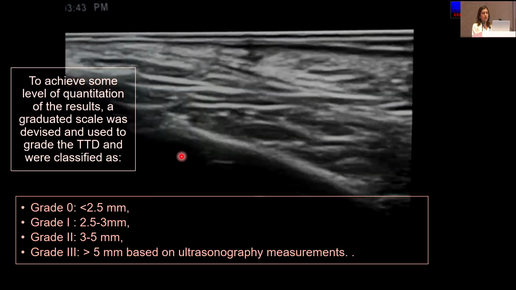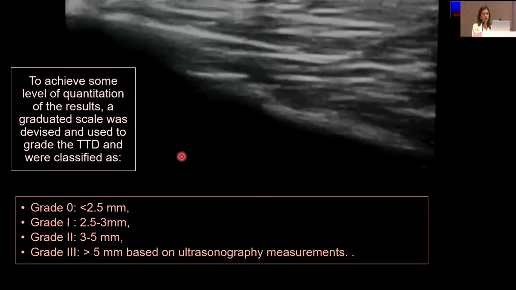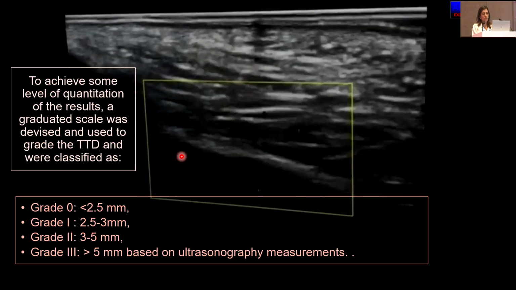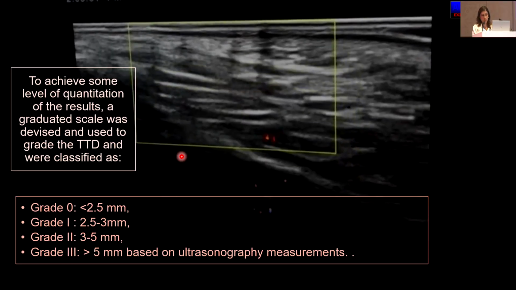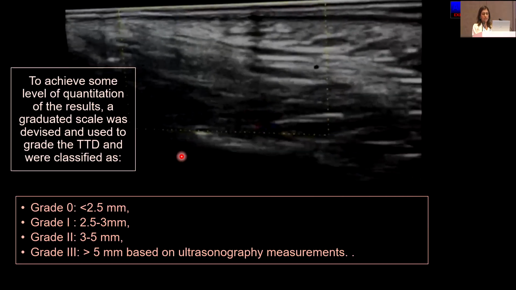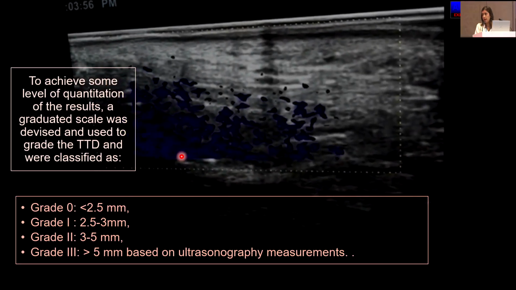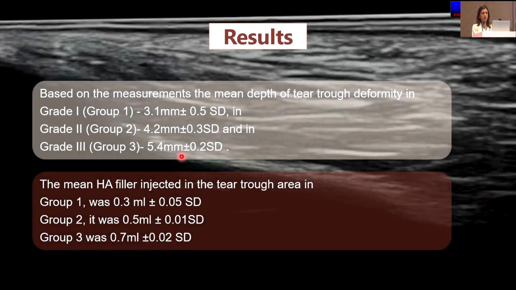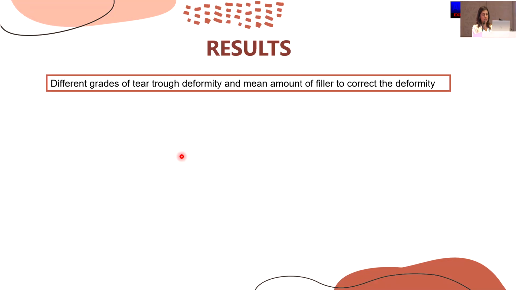To achieve some level of quantitation of the results, a graduated scale was devised and used to grade the tear trough deformity, classified from grade 0 to grade 3, grade 0 being less than 2.5 mm and grade 3 more than 5 mm. Based on that grading, we got the mean values in our 3 groups, and this was the mean filler injected in the tear trough area.